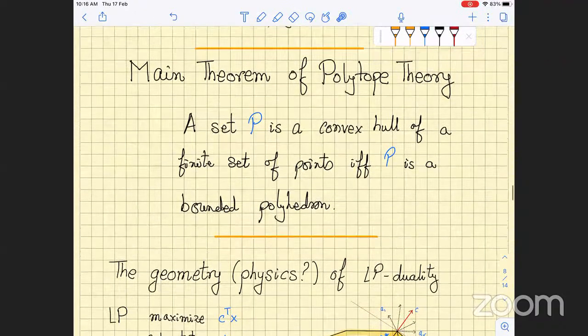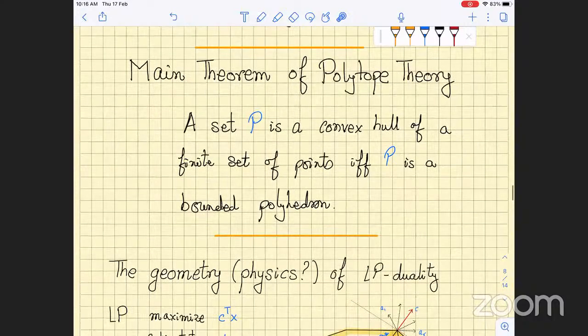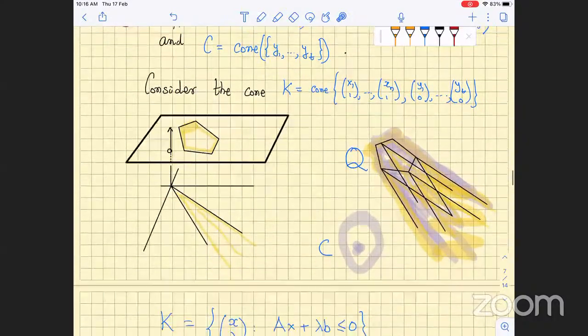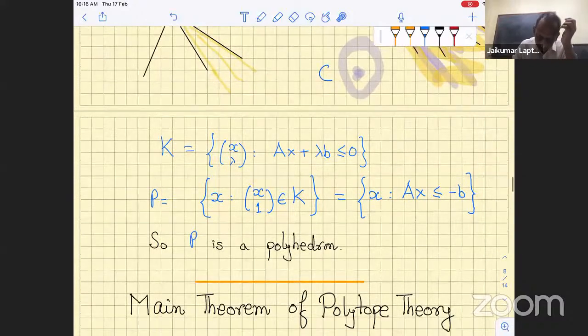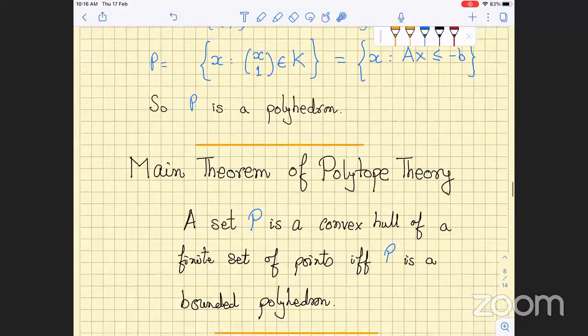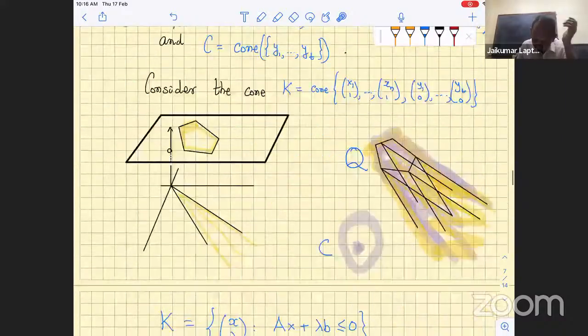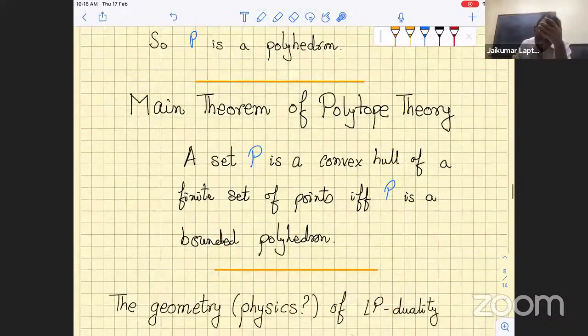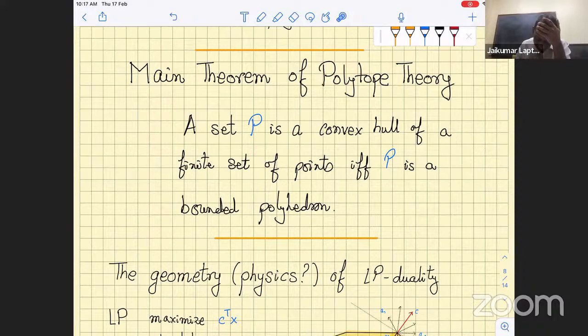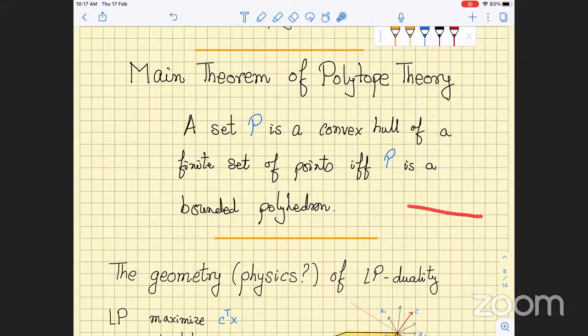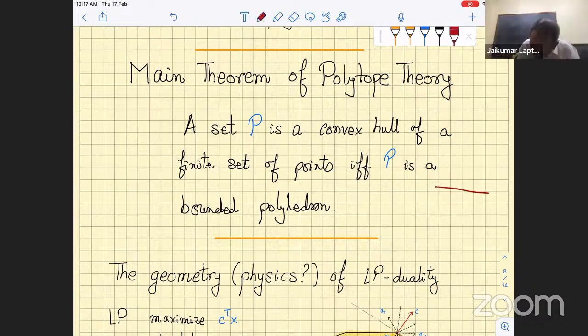So the decomposition P equals Q plus C, is this unique up to trivial transformations? Not really. I don't know what you mean by trivial transformation, but say, for example, I don't know if I will be good at drawing this. Let me try. Sorry, I can't draw it.